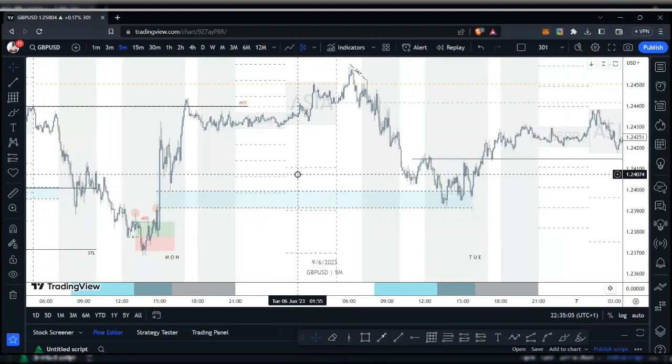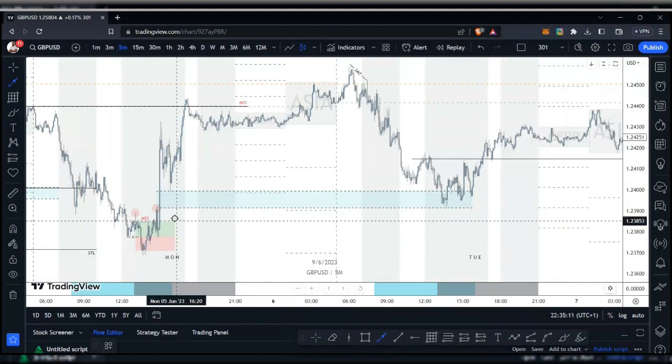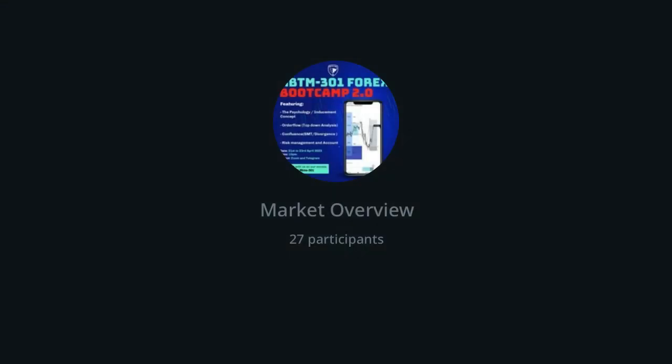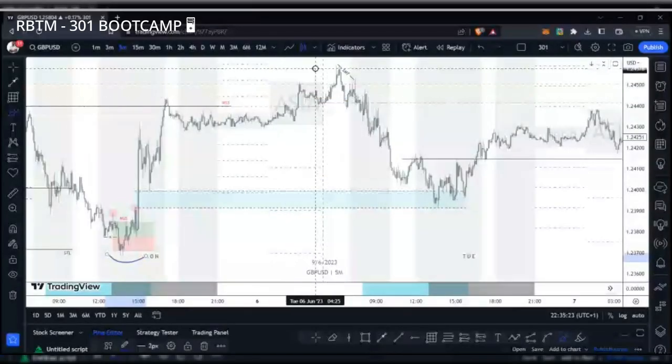Now, let's do it like this. Let's now annotate. Let me use my candle here. This is Monday's low, right? This is Monday's low. Where is Monday's high? Of course, Asian high. Remember that the new day started here. So this is Monday's high.